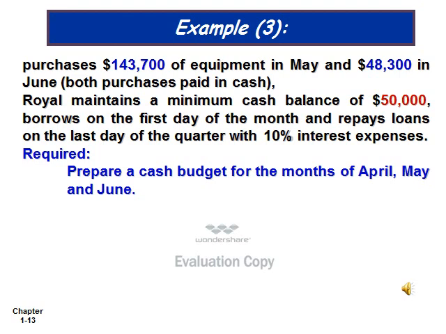Royal purchases $143,700 of equipment in May and $48,300 in June, both purchases paid in cash. Royal maintains a minimum cash balance of $50,000, borrows on the first day of the month, and repays loans on the last day of the quarter with 10% interest expense. Required: prepare a cash budget for the months of April, May, and June.